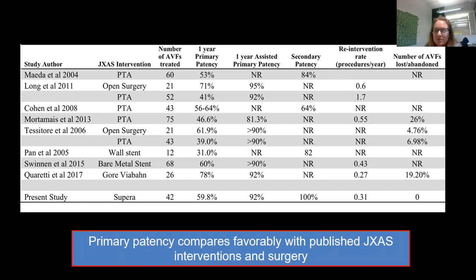Also, what's really important is that there haven't been any fistula losses in the study. And Shannon has mentioned that in the fistula clinic, he thinks that it has become quiet since the superior stents have been starting to be put into the fistulas, because a lot of the patients are just not coming back in the way that they used to.